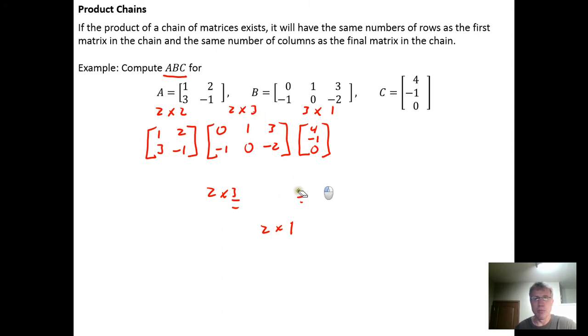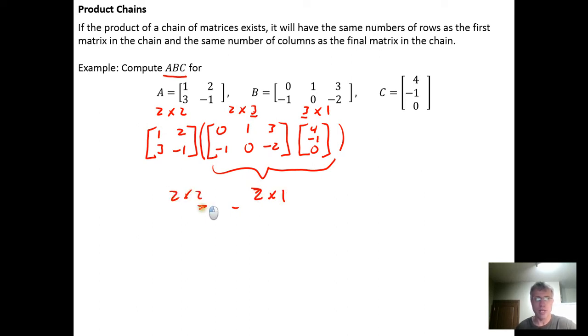Remember that multiplication is associative, so we can change the grouping. We could say, I'm going to do this multiplication first. If we did this product first, we know it exists because the inner numbers match, and we would wind up with a 2 by 1 matrix. Then multiplied by a 2 by 2 matrix, the inner numbers would be matching, and we'll wind up with a 2 by 1 matrix.